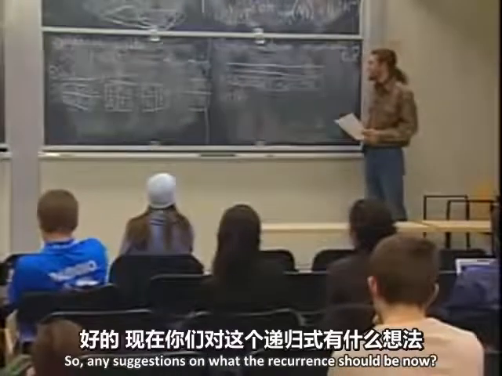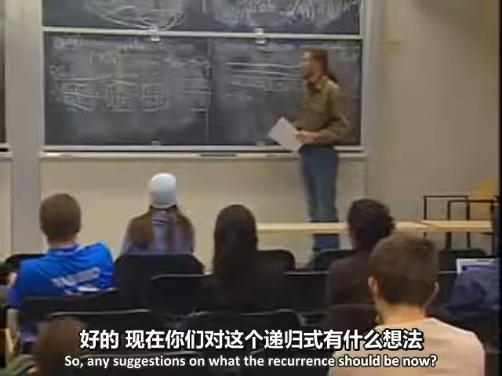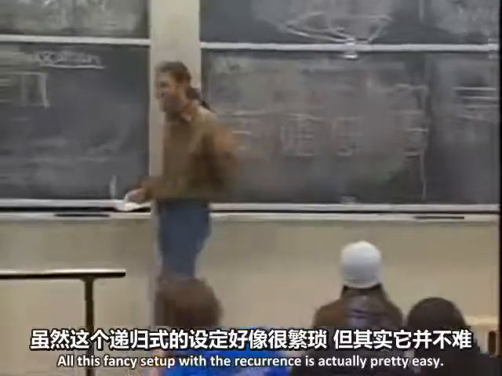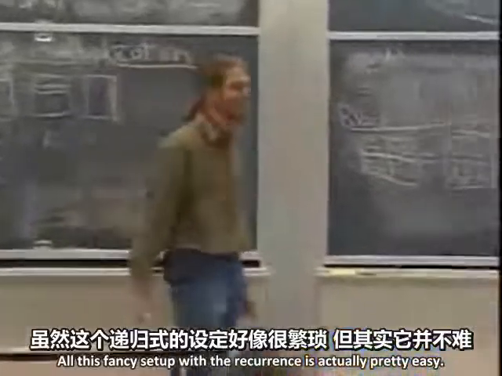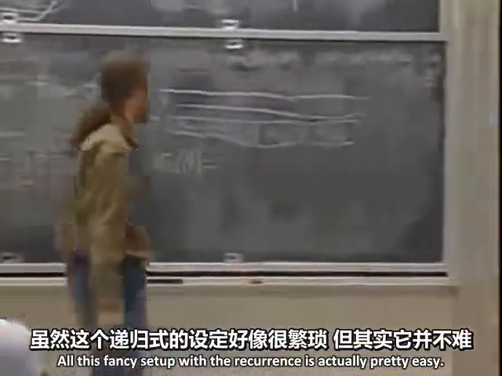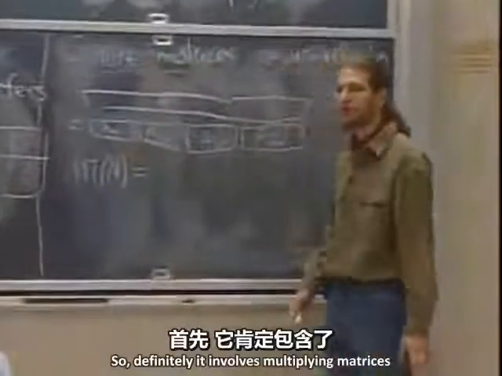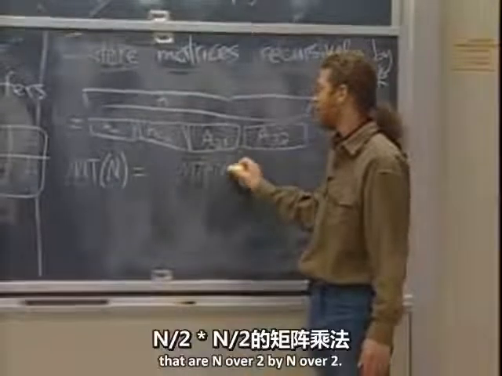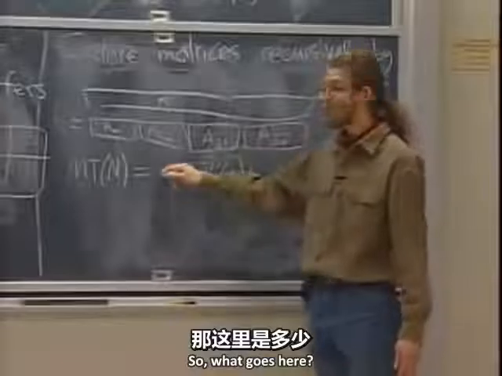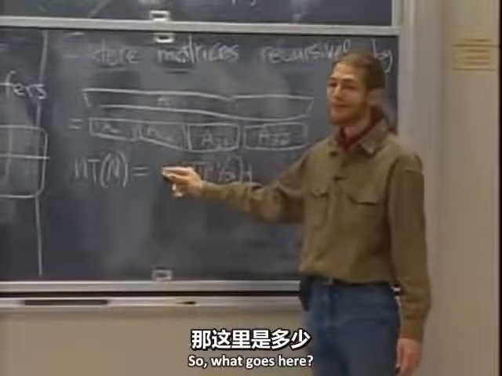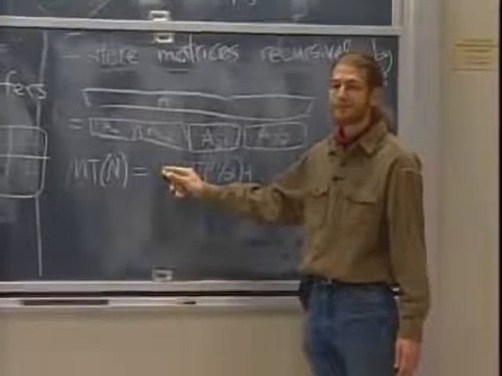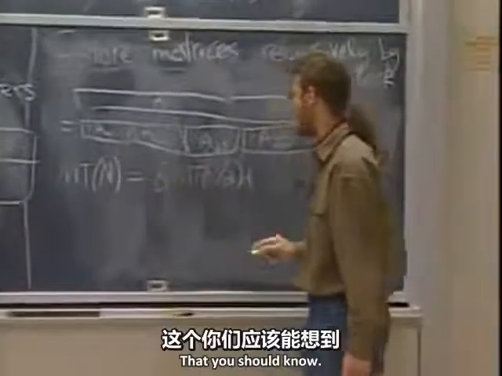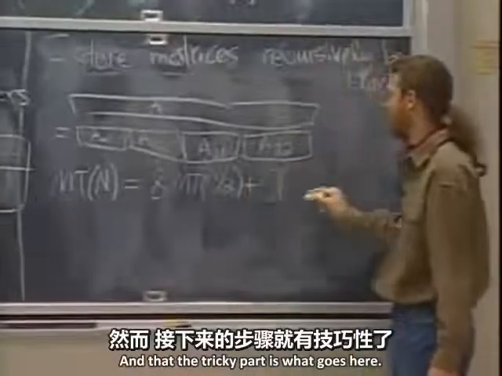Okay. So, any suggestions on what the recurrence should be now? All this fancy setup, but the recurrence is actually pretty easy. So definitely it involves multiplying matrices that are N over 2 by N over 2. So what goes here? Eight. Thank you. That you should know. And then the tricky part is what goes here.